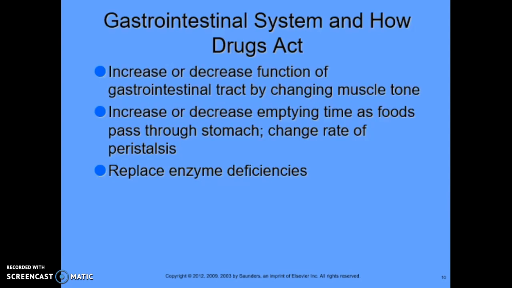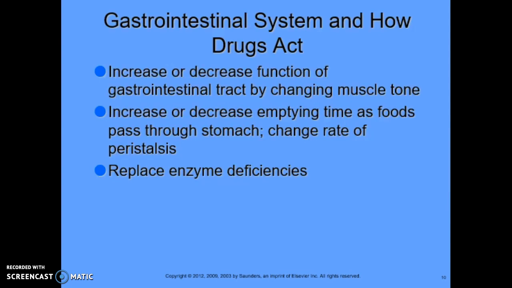What are some of the effects of the medications for GI disorders? So medications counteract the hyperacidity or flatulence, induce or prevent vomiting, or they're used to diagnose disorders of the GI tract.